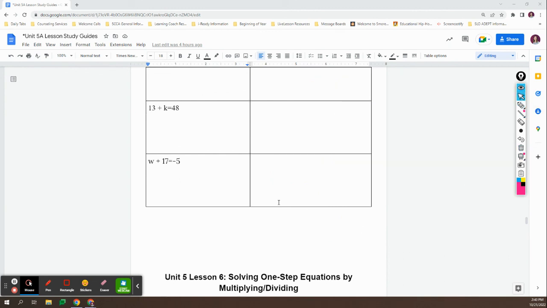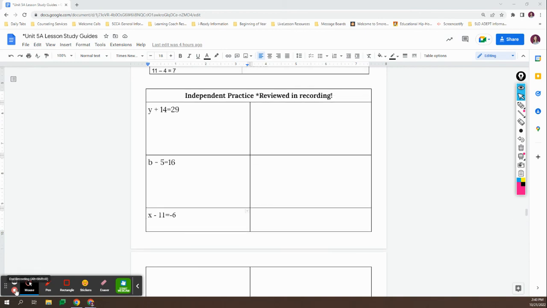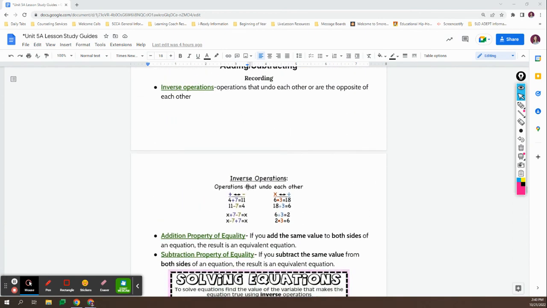All right, so now you should hopefully know how to solve one-step equations with addition and subtraction.